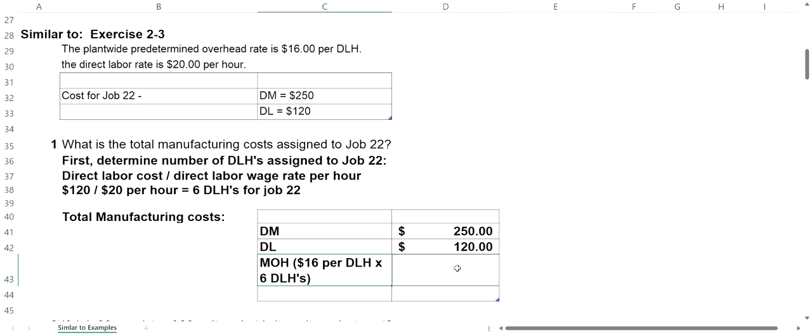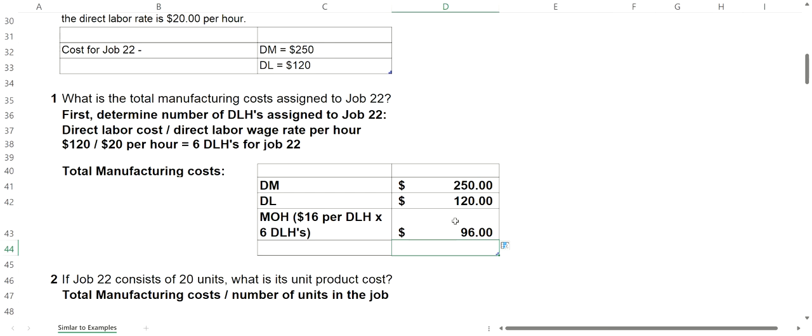Okay, so I'm going to do the same thing I did in exercise 2. I'm going to take the predetermined overhead rate, which in this exercise was given at 16, times the actual direct labor hours. And for job 22, I calculated out it was 6 direct labor hours. So 16 times 6, overhead applied is $96. So if I add the materials, labor, and overhead, total cost of job 22 is $466. That's for all units that were produced in job 22.